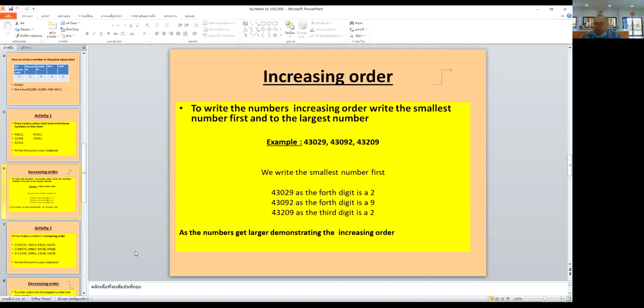And so the numbers run in the order of 43029, 43092, 43209. And that way we know that the number is going from the smallest number to the biggest number.